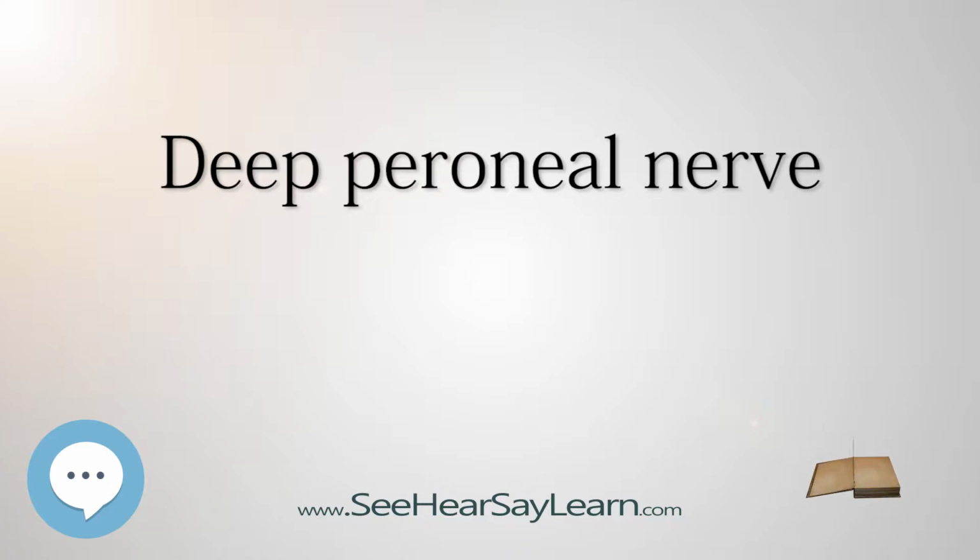Structure. It lies at first on the lateral side of the anterior tibial artery, then in front of it, and again on its lateral side at the ankle joint.